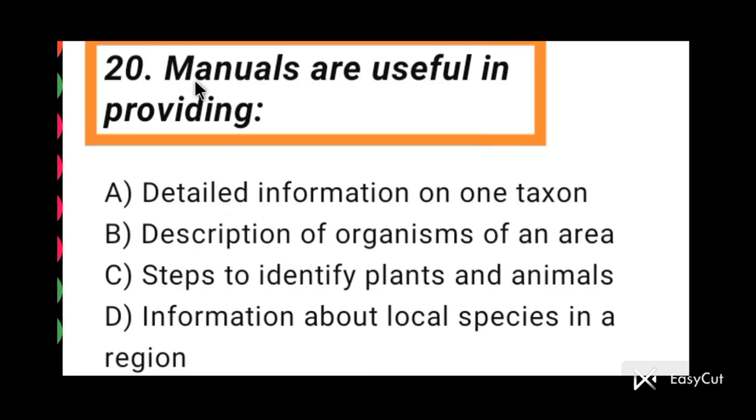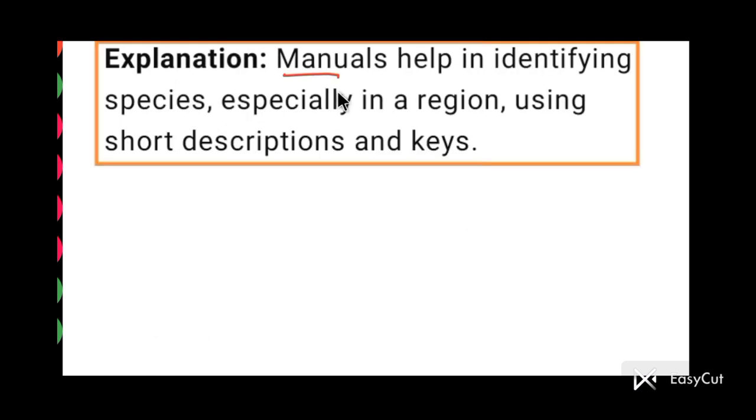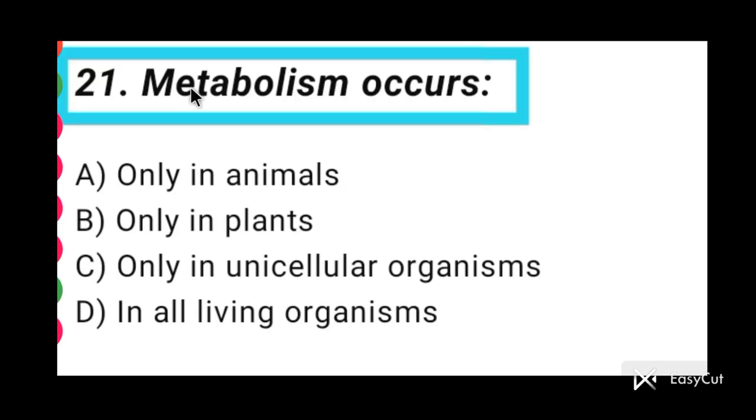Question number 20. Manuals are useful in providing steps to identify plants and animals. So option C is correct for question number 20. Manuals are useful in providing information for identification of names of species found in an area. Manuals help in identifying species, especially in a region, using short descriptions and keys.